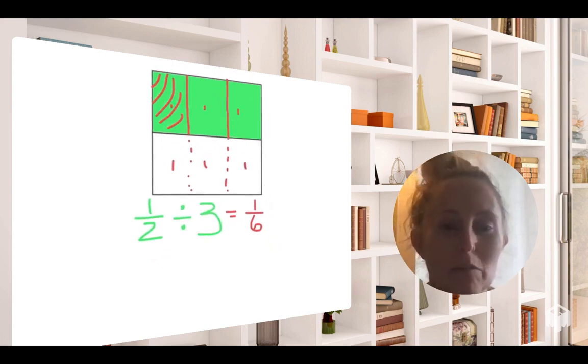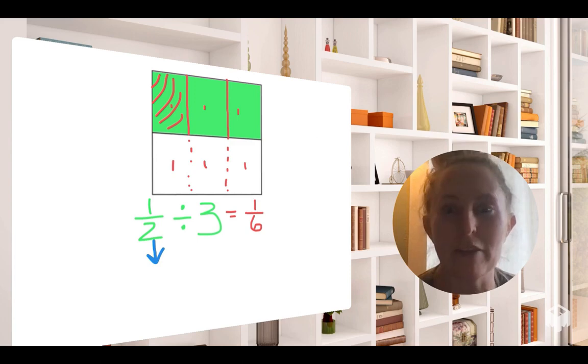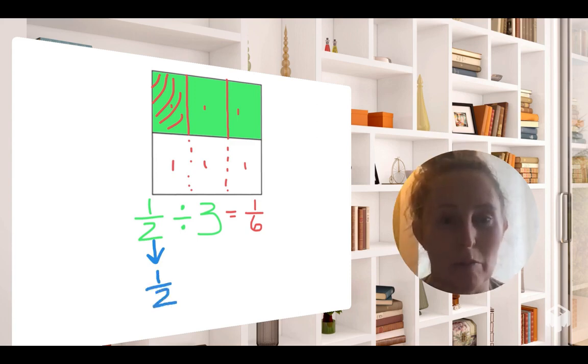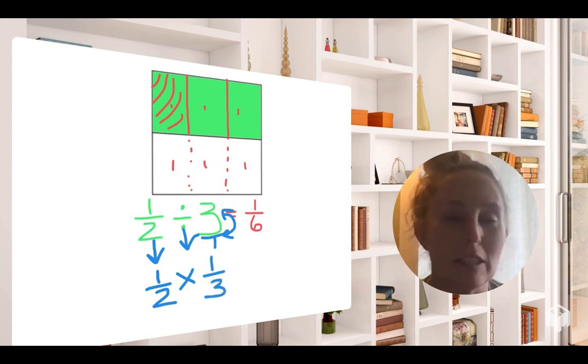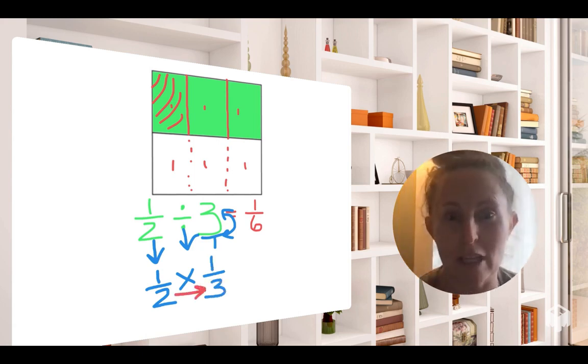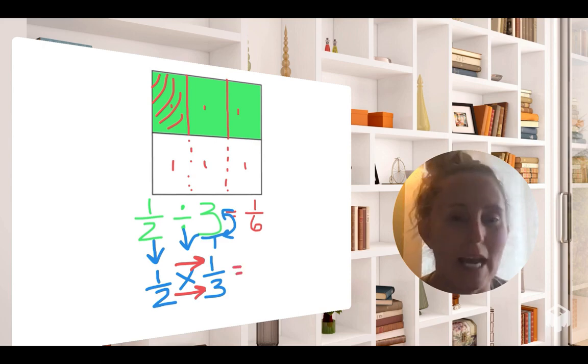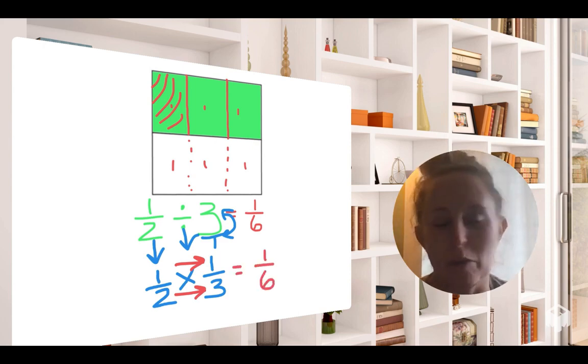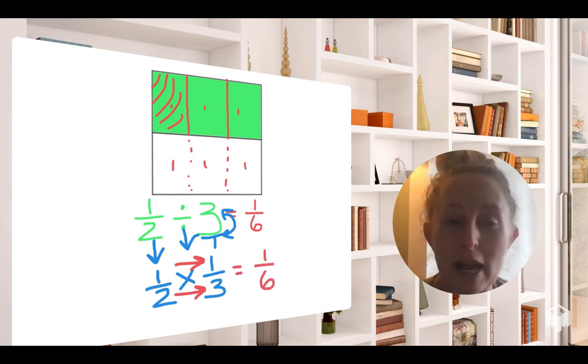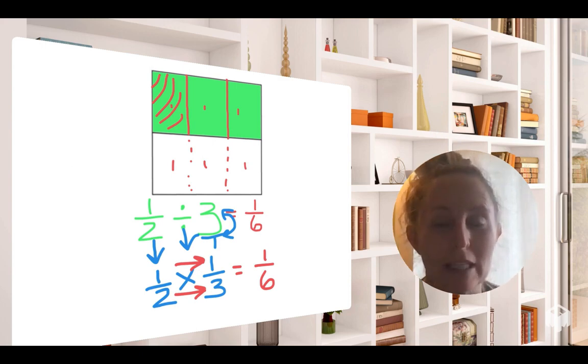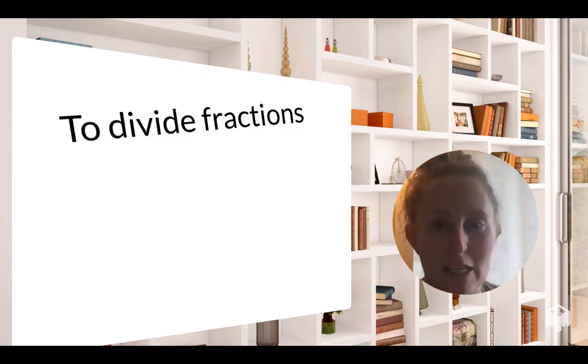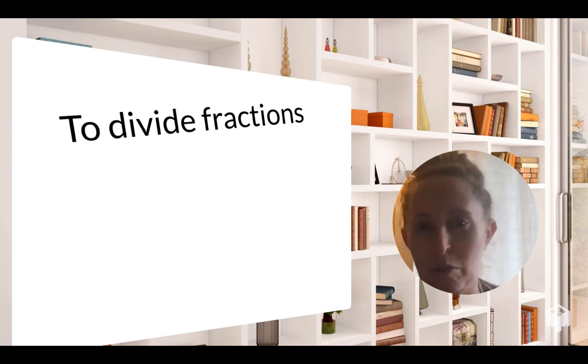We're going to teach you this with the models, like 5th grade style, but also with the middle school method: copy, change, and flip, where basically you copy the first digit, you change the division to multiplication, and you flip the second digit upside down. It's called finding the reciprocal, and then we just multiply across. We'll practice this because some of you will find that the standard algorithm is a little bit easier than understanding how to do the pictures.